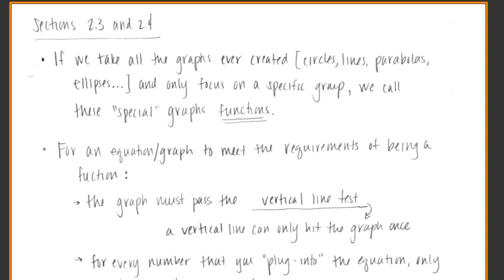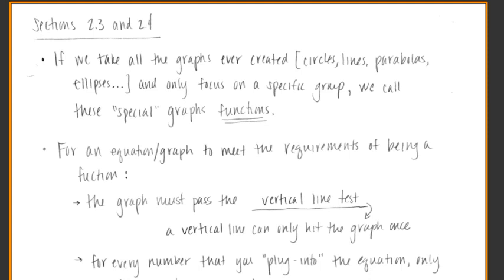Starting out here in section 2.3 and 2.4, now that we have left the concept of graphing lines, remember the whole goal is being able to just find the slope. And then once we get the slope, the rise over the run in the graph, if we take another point, we can easily graph it.